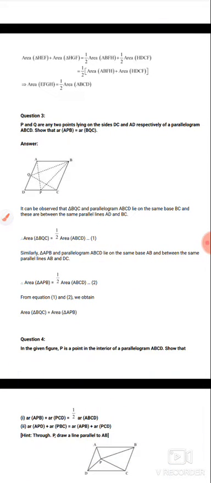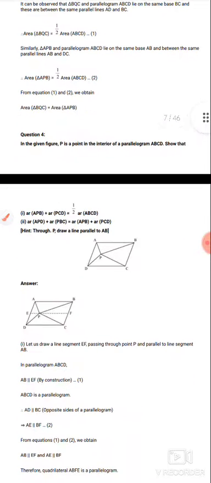Next is question number 4. In the given figure, P is a point in the interior of a parallelogram ABCD. Now show that area of APB plus PCD is equal to half of ABCD, and area of APD plus area of PBC is equal to area of APB plus area of PCD. Hint is given to you. Through P, draw a line parallel to AB. You have to draw a line which is parallel to AB through P. Now this is your hint.